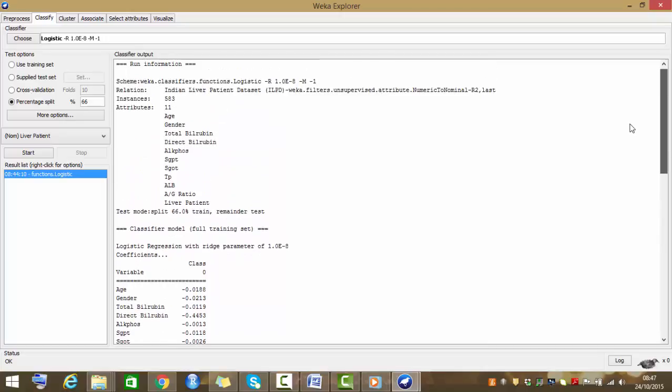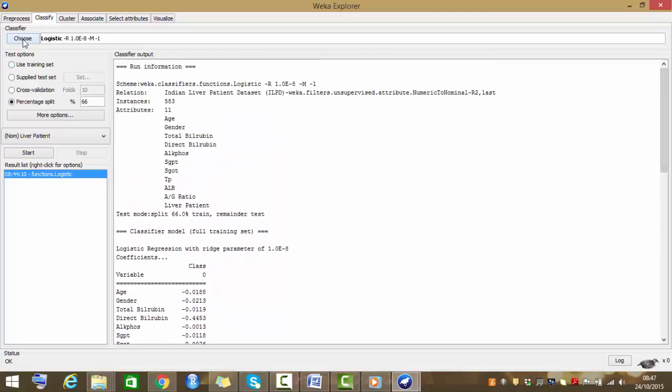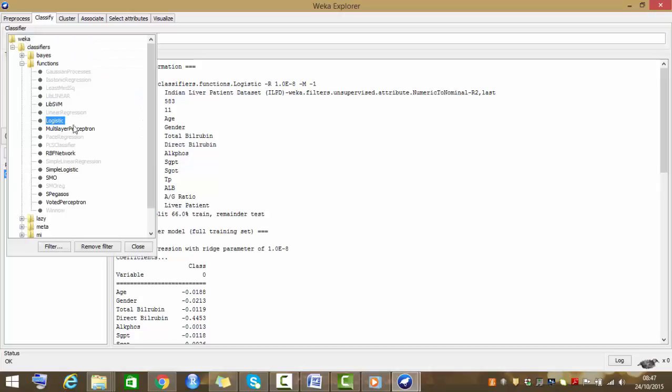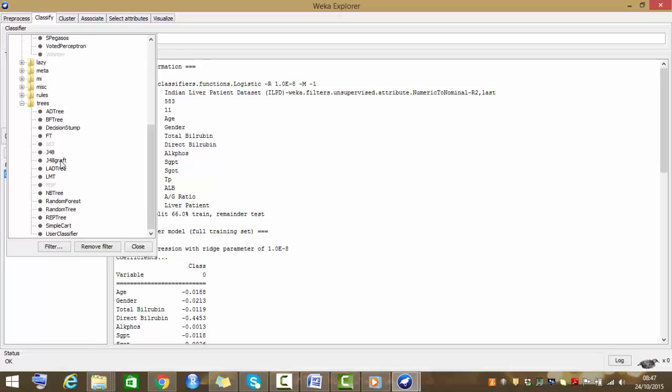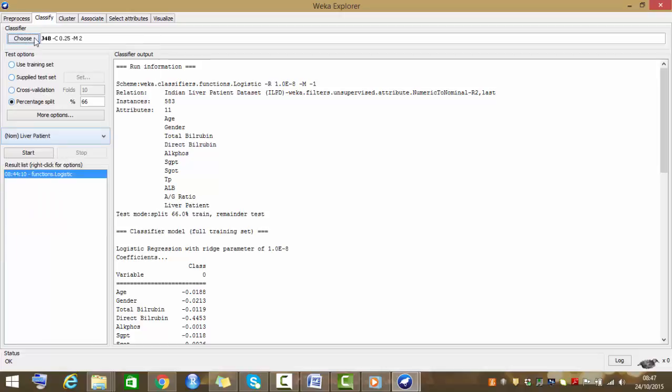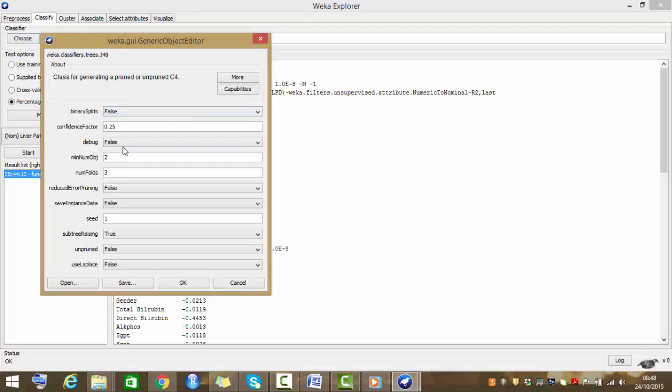So let us go to the decision tree model for the same dataset. For this I'm going under trees. J48 is the algorithm that we use to build a decision tree. For this I am setting the minimum objects to 5 and the confidence factor to 0.75. These tell us to what extent the pruning should happen, and this describes the depth of the trees to be built.